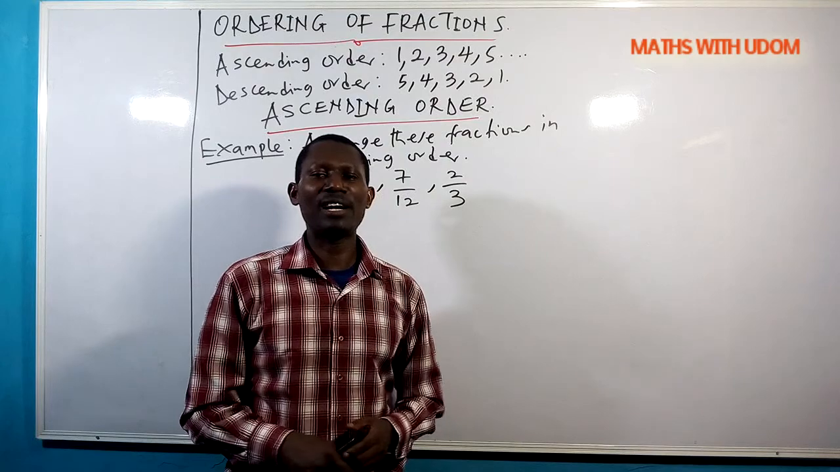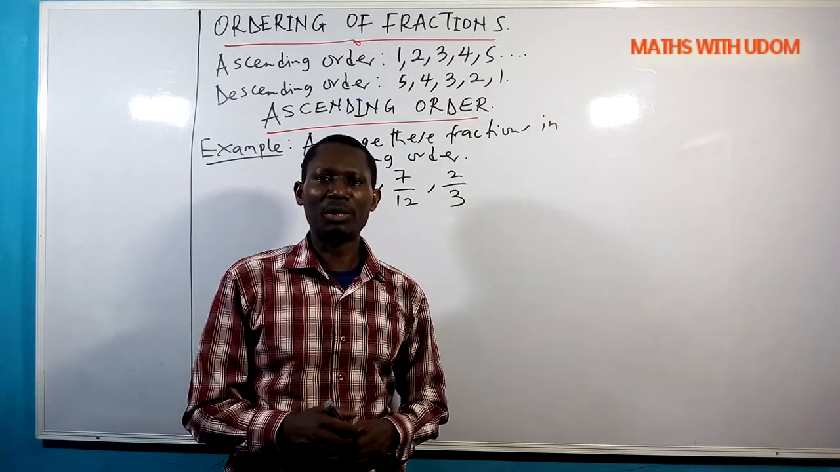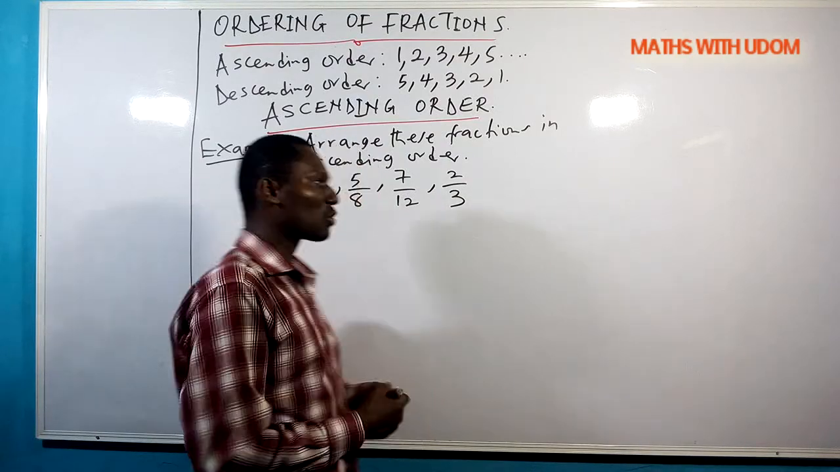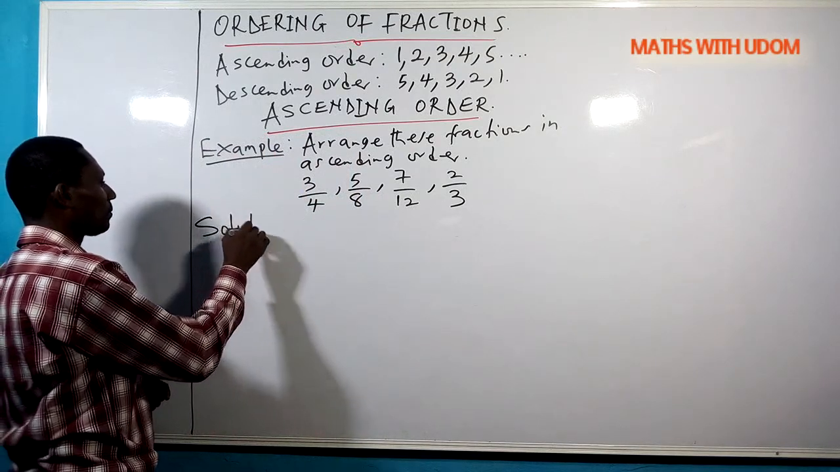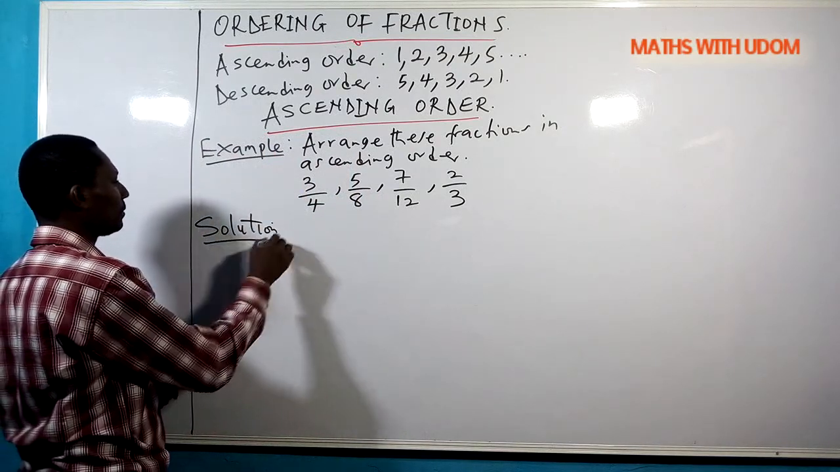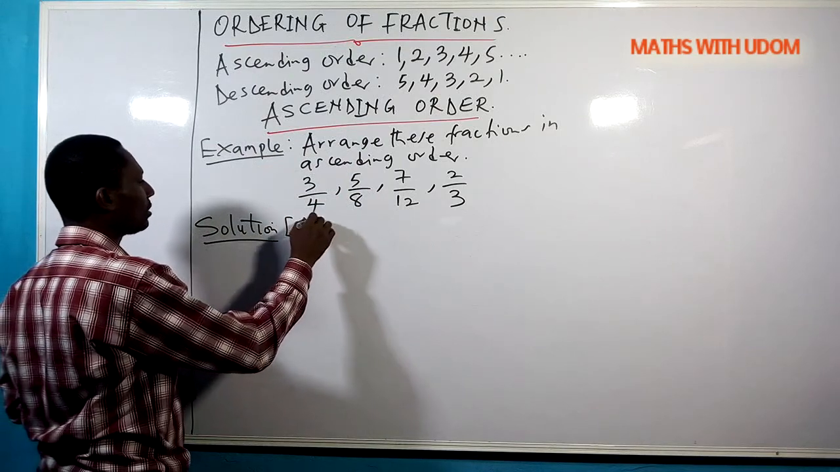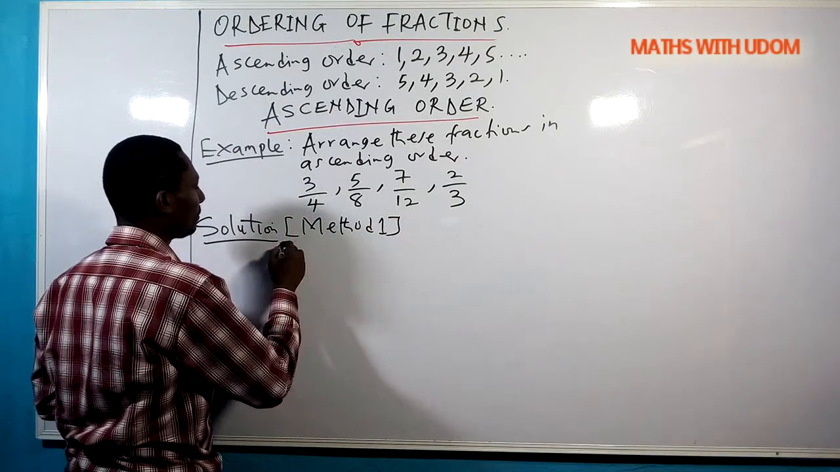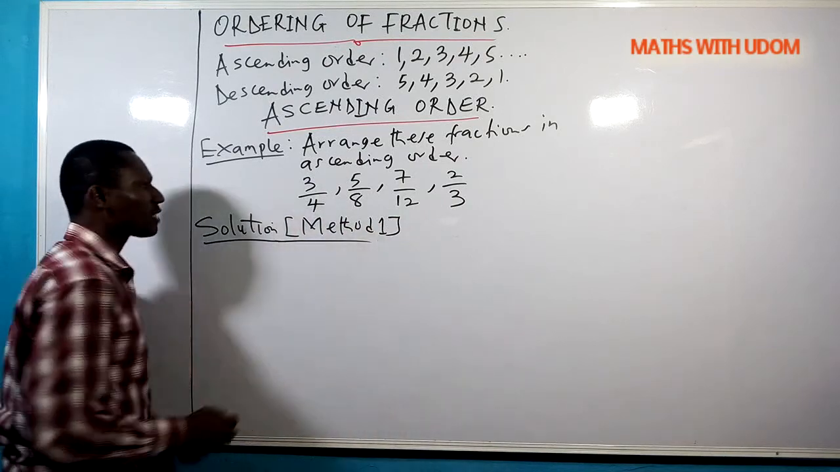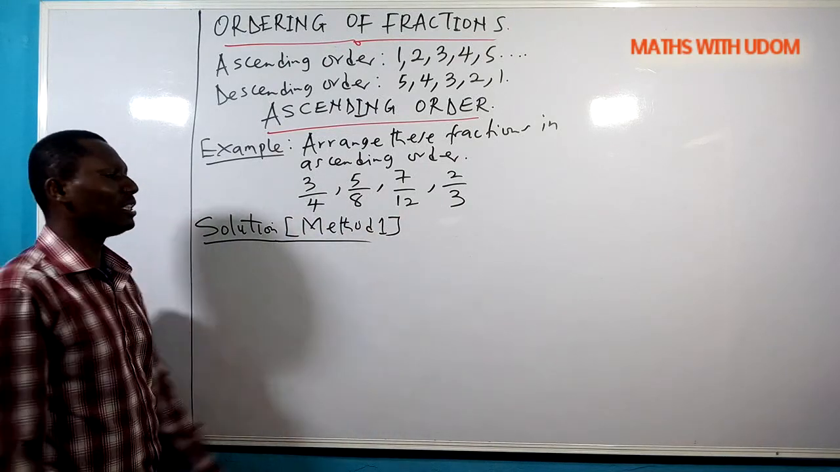Though we have method 2, I will teach you method 2 after this method 1. So let's move to method 1. Solution. Method 1. So let's find the LCM of all the denominators.